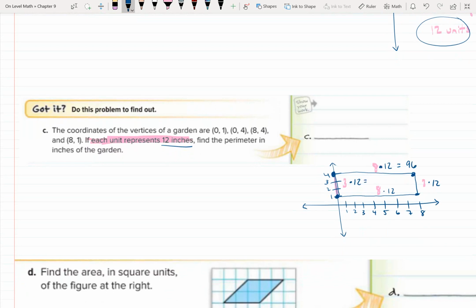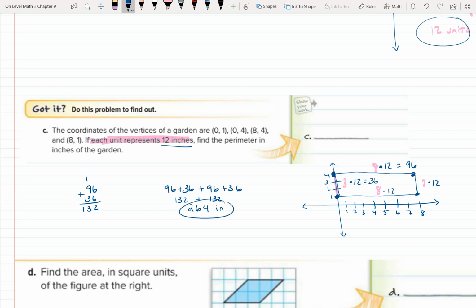Right? 3 times 12 gives us 36. So our perimeter is going to be 96 plus 36 plus 96 plus 36. So 96 plus 36 is 132. So 132 plus 132, which is going to give us 264. So it is 264 inches. That is our final perimeter.